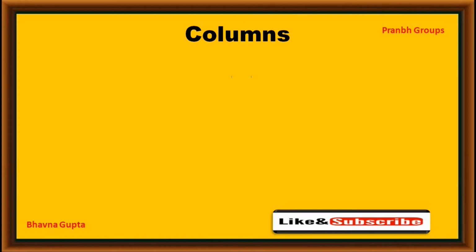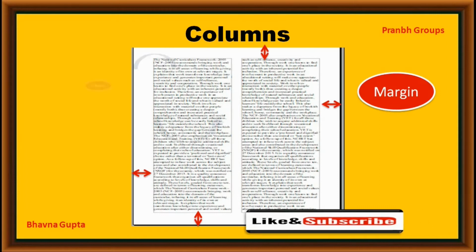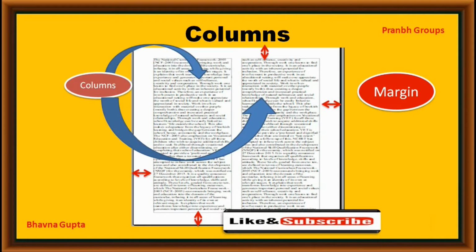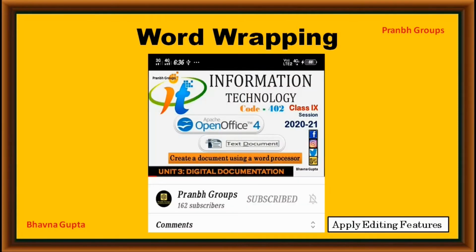And second one, column. Sometimes you need to put your text in multiple columns, meaning 2, 3, 4 multiple columns as in a newspaper. This can be done by creating newspaper columns in the document. Next one, word wrapping. The word wrap feature has already been mentioned in the previous video. The word wrap feature places the text going beyond the right margin on to the next line without pressing the enter key.